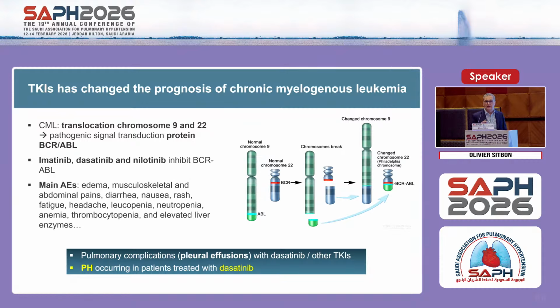But we also know that there are some side effects with this kind of drug, like edema, musculoskeletal pain, abdominal pain, diarrhea, nausea, etc. We also know that there are some pulmonary complications with tyrosine kinase inhibitors, in particular pleural effusion, which we can see in particular with dasatinib. And we also know that PH may occur in patients treated with dasatinib.